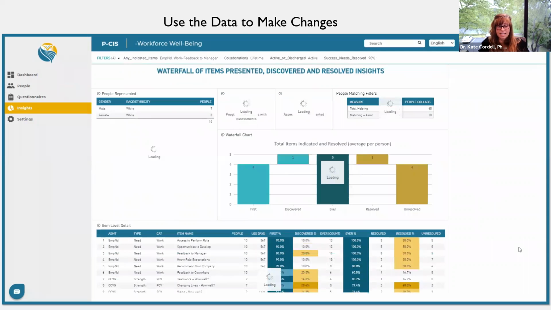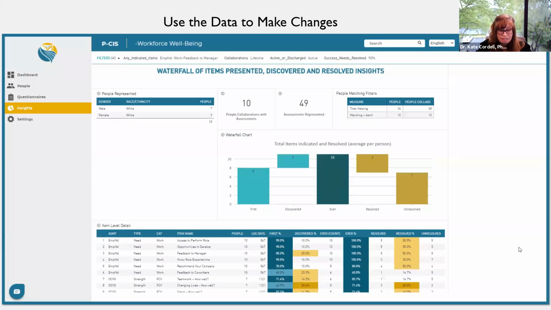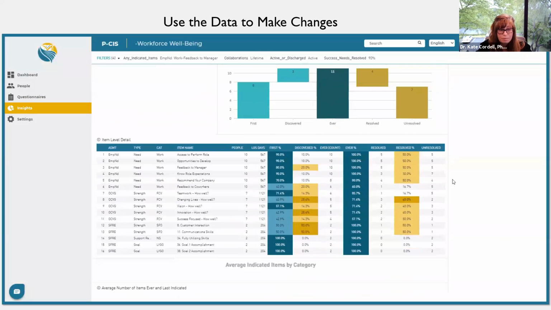And what you'll see in this is that those who had trouble giving feedback to their manager also did not feel like they had access to things to perform their role, did not feel like they knew their expectations of the role, did not feel like they had opportunities to develop, and wouldn't recommend their company. So this is looking at what is associated with that inability to provide feedback to your manager. There's all these other areas. So if you just intervene on that management, on the feedback to the manager, you're actually going to resolve a lot of the other areas of need and strength to build as well.